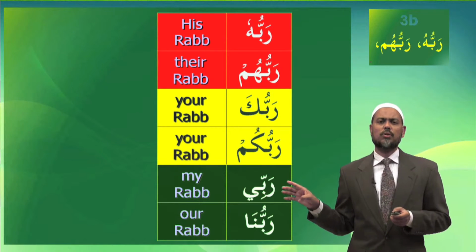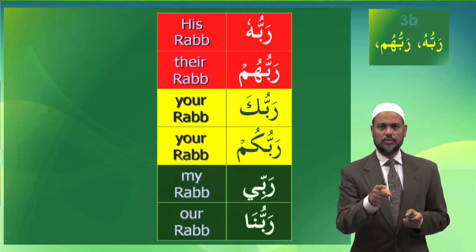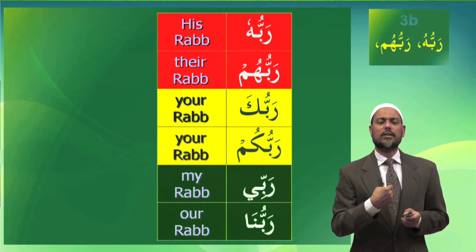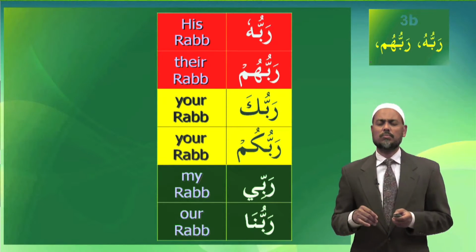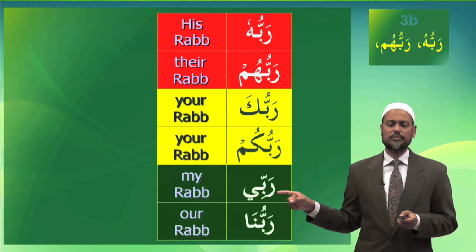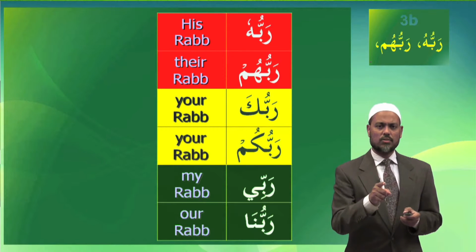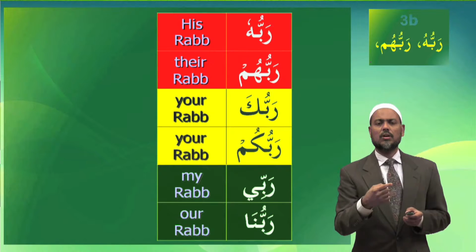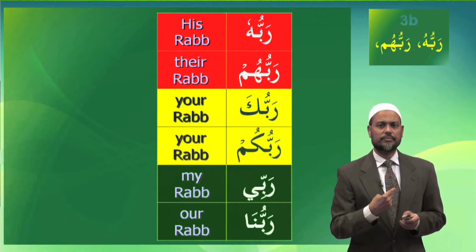Once again: Rabbuhu, his Rabb. Rabbuhum, their Rabb. Rabbuka, your Rabb. Rabbukum, your Rabb. Rabbi, my Rabb. Rabbuna, our Rabb. One more time, saying each twice.